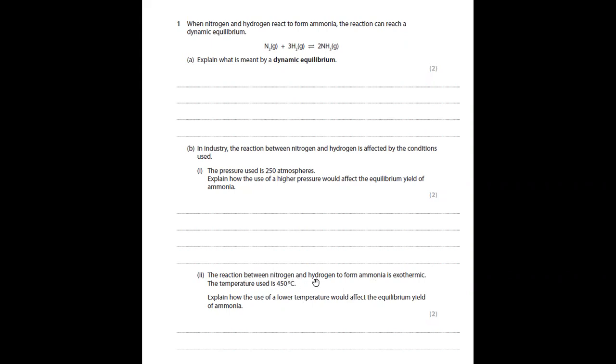The reaction between nitrogen and hydrogen to form ammonia is exothermic. The temperature used is 450. Explain how the use of a lower temperature would affect the equilibrium yield of ammonia. As we decrease the temperature of the reaction, the equilibrium will shift to the backward side, like the endothermic reaction. Yes, good. So less ammonia will be produced.